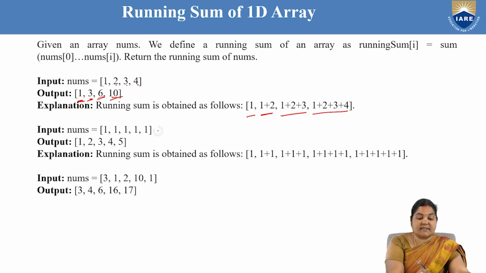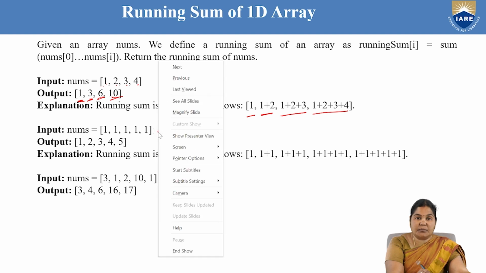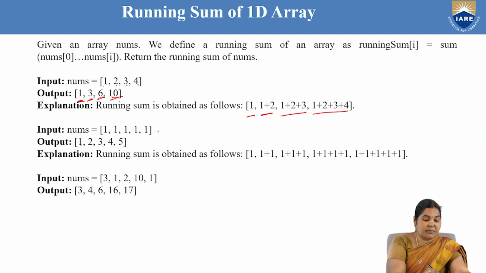Next test case. Nums array contains 1, 1, 1, 1, 1. So what we will do? First one is 1. Then running sum of this 2 is 2. Then this 3 is 3. This 4 is 4. All this is 5. Okay, this is the formula.